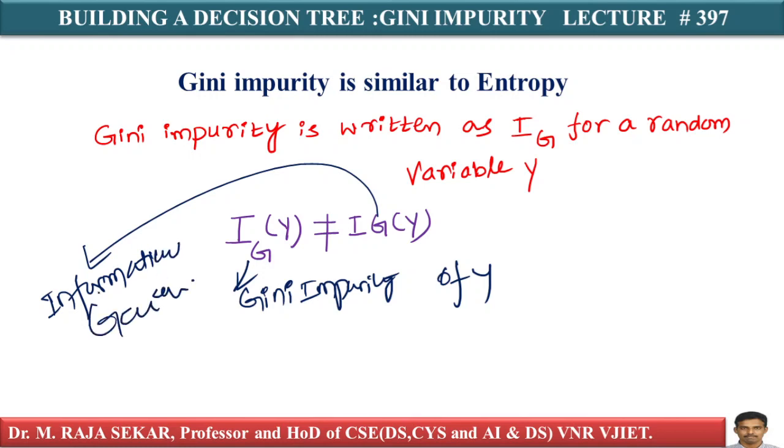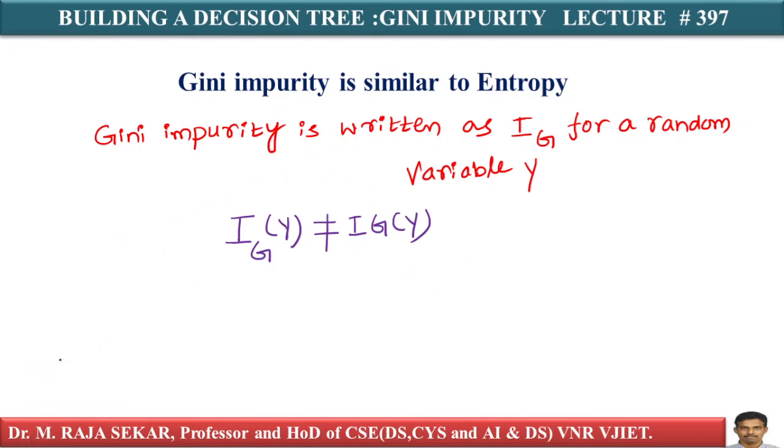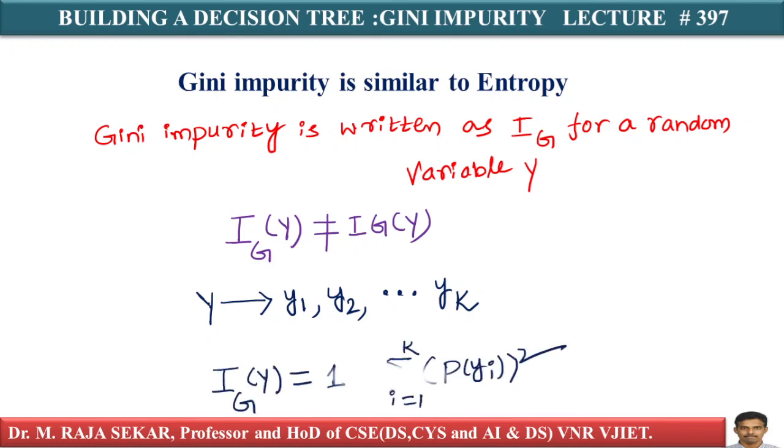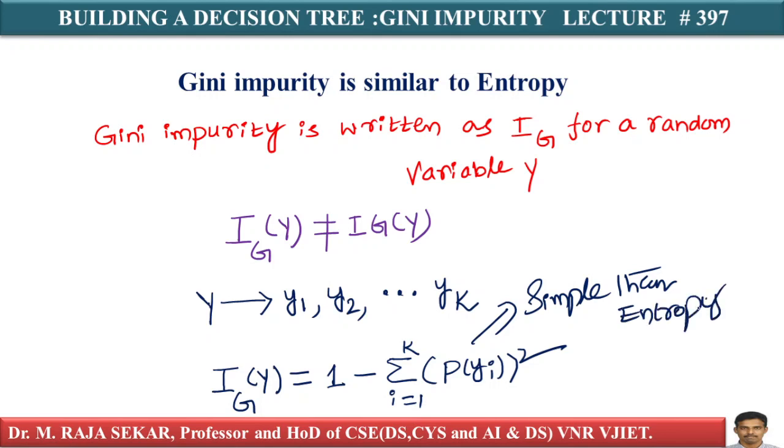If you have a random variable y, let y be a random variable which has k categories, y1, y2, and so on, yk. The Gini impurity of y, I subscript g of y, is defined as 1 minus the summation from i equal to 1 to k of probability of yi squared. Much more elegant, isn't it? This is simpler than entropy.